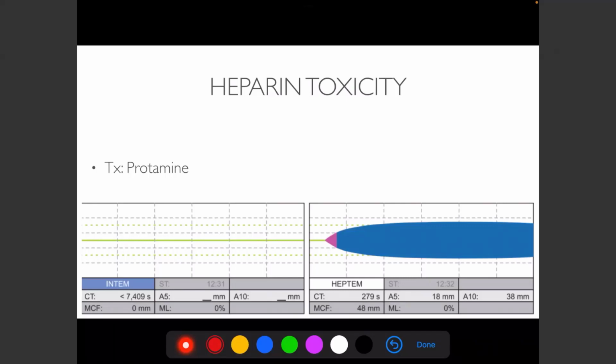We had that on our EM boards like every year. It was on our in-training exam every single year, that question. And then post-op hearts, the pearl of that is you always include the HepTEM on your post-op hearts.